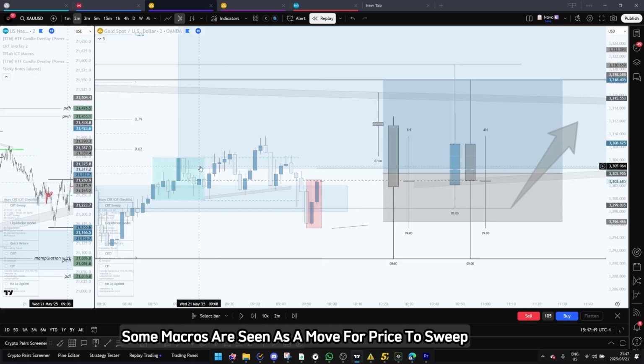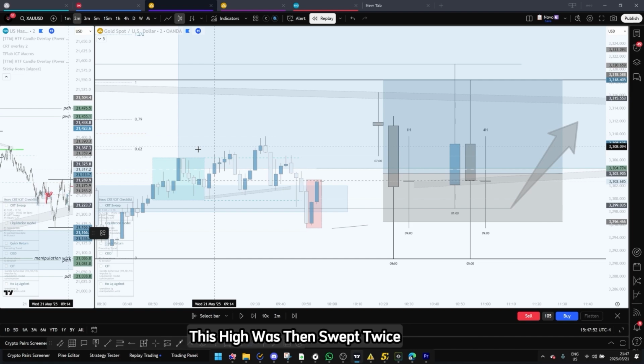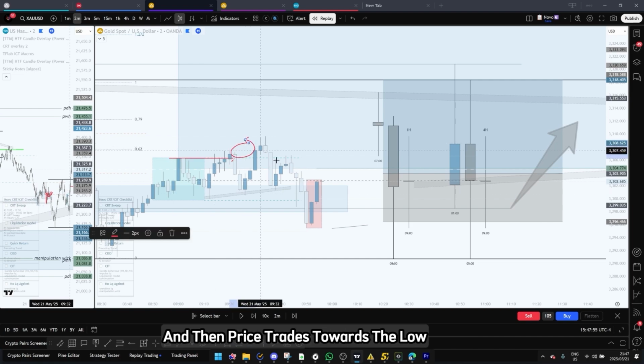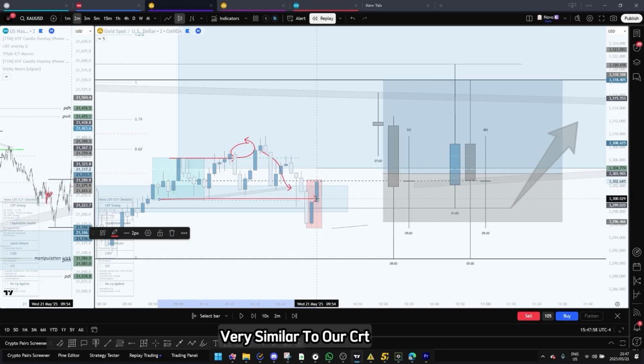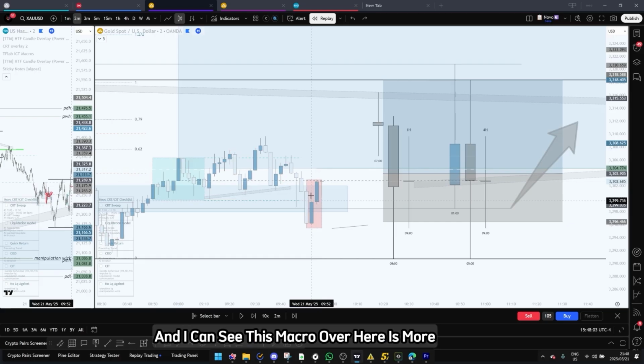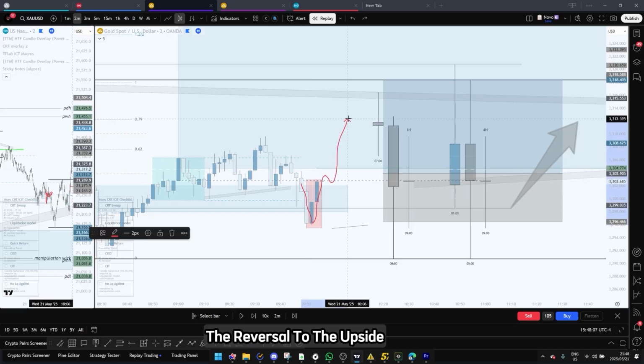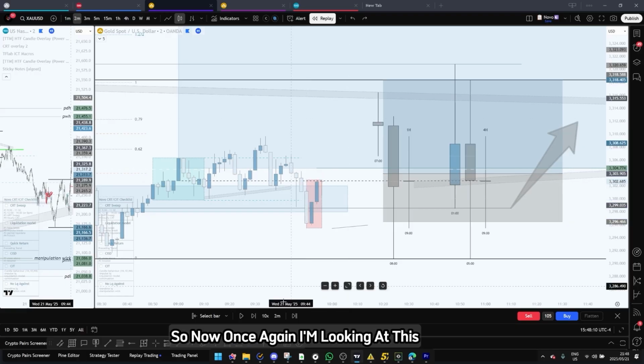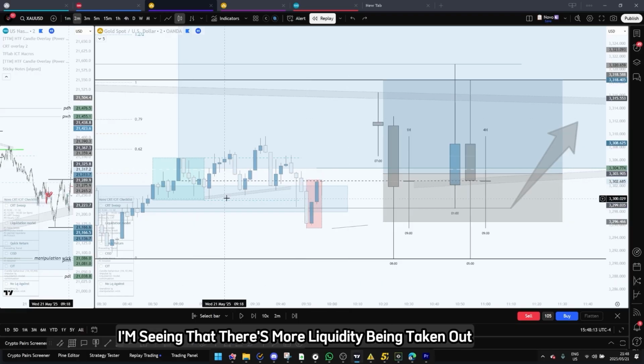Essentially, all this is just a key time I'm looking to enter within price. Some macros are seen as a move for price to sweep. So as you can see, this first macro, this high was then swept twice, and then price trades towards the low, very similar to our CRT. And this macro over here is more so a reversal time macro, as price is now coming to make the reversals to the upside. So now once again, I'm seeing that there's more liquidity being taken out, okay?